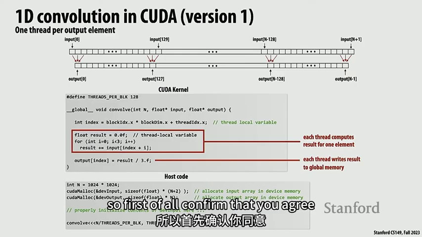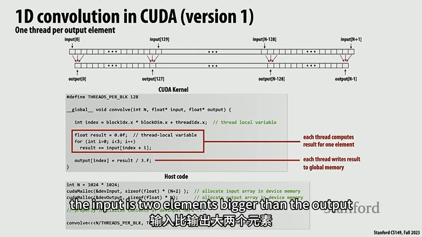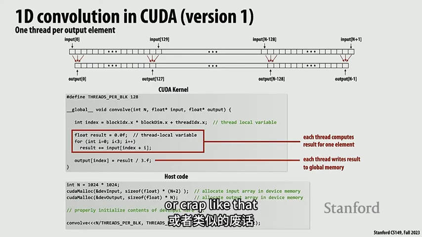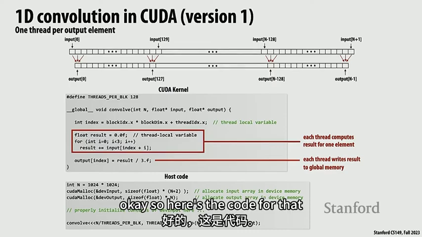So first of all, confirm that you agree. The input is 2 elements bigger than the output, so I don't have to worry about any boundary conditions or crap like that. Just keep it. Okay, so here's the code for that.